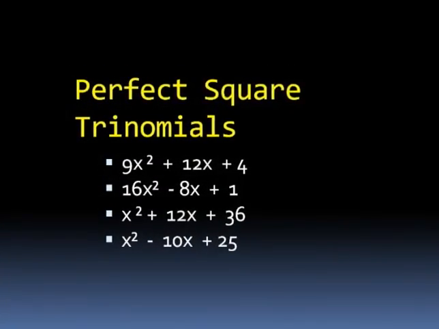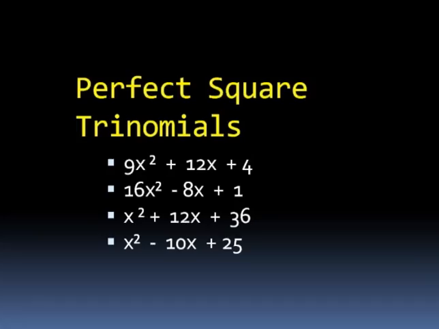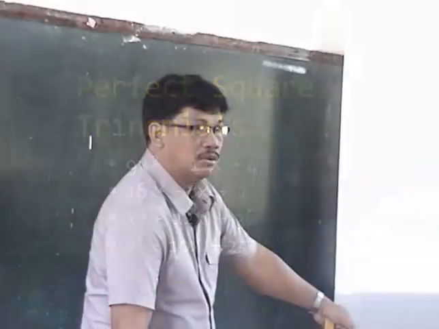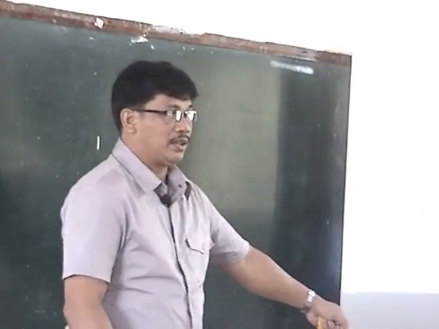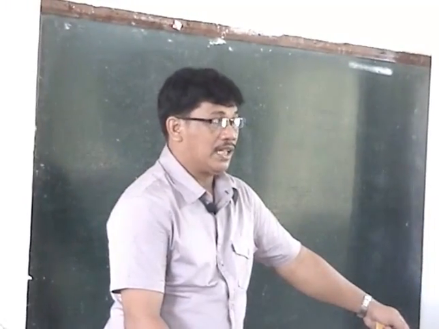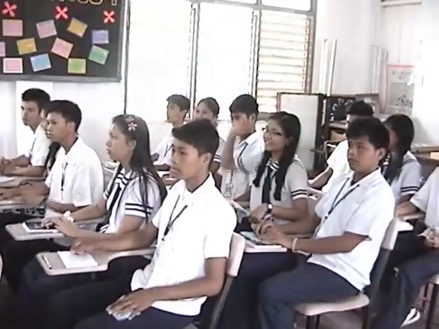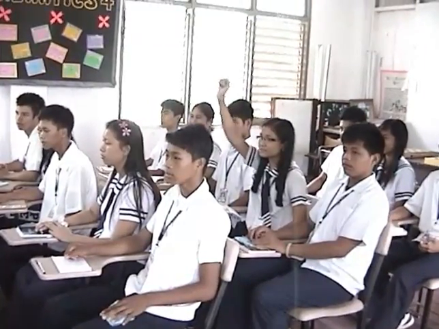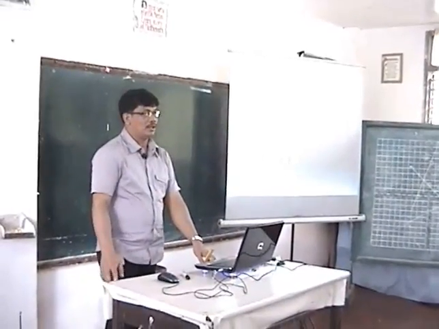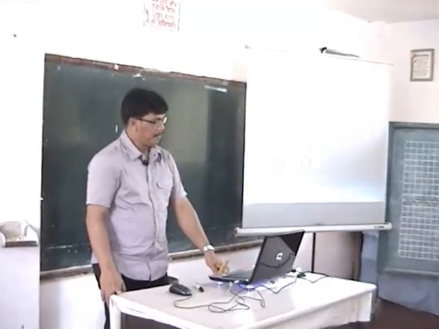I want you, class, to have some observations, and I want you to give some characteristics of this kind of quadratic trinomials, which is the perfect square. Yes, Miss Adeline? To consider a perfect square trinomial, the first term and the last term have a perfect square root, and the middle term is equal to 2 times the product of the square root of the first term and the last term. Yes, very good, Miss Adeline.